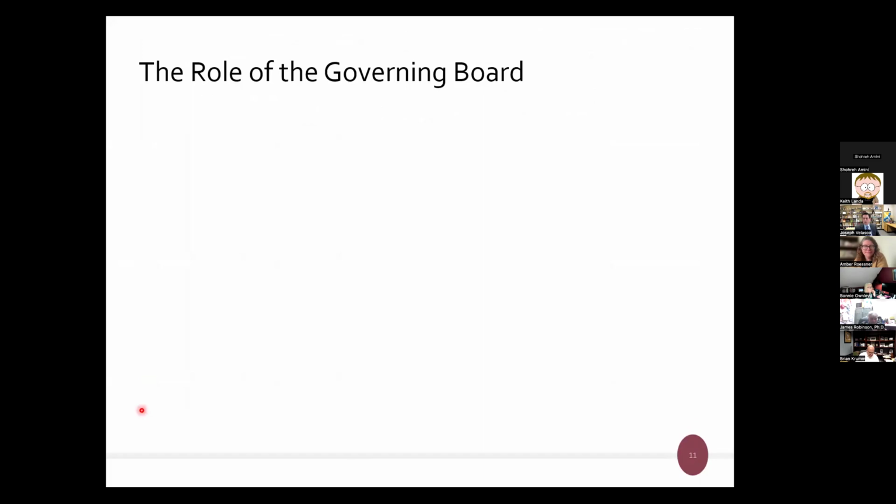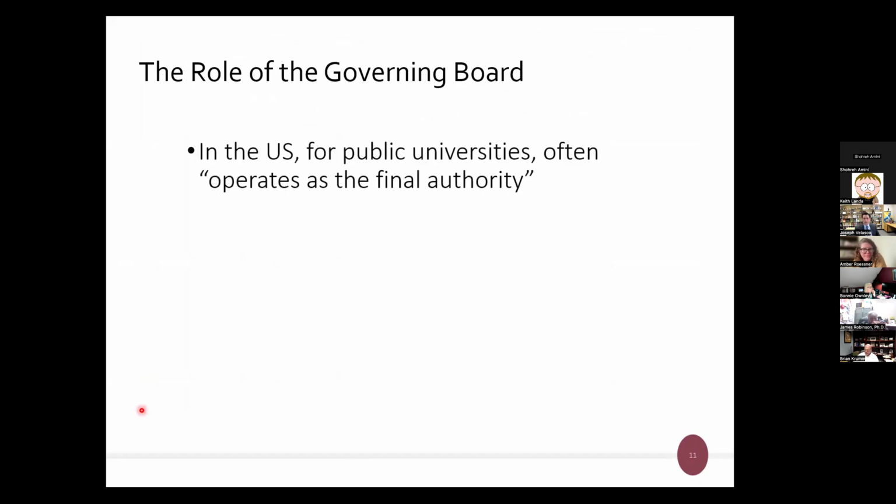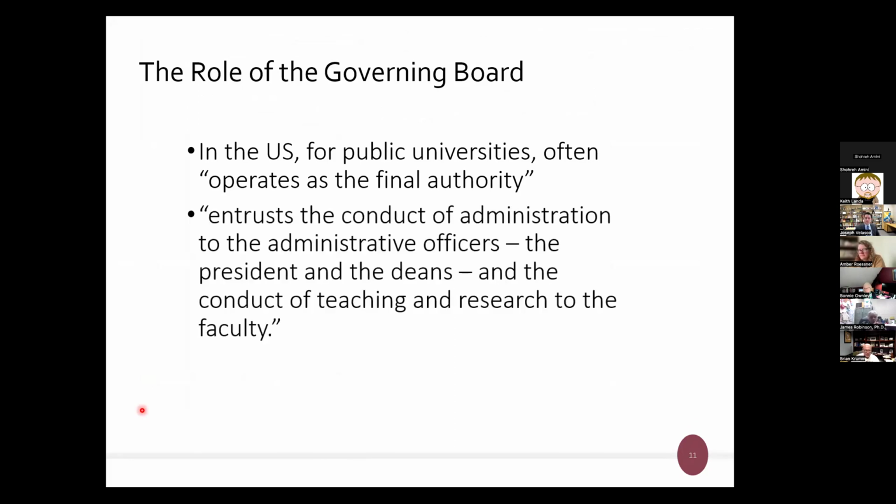So the role of the governing board, let's learn about them. They're the final authority, like I was saying, in the United States for public universities. But I understand we probably have a lot of private universities, and I know less about the structures of private universities than I do public. The boards entrust the conduct of administration to the administrative officers, the presidents and the deans. And by the way, that definition of administrator really comes from the AAUP. The deans and up are considered the administrative governance body. And the conduct of teaching and research is delegated to the faculty. That's what they're delegating.